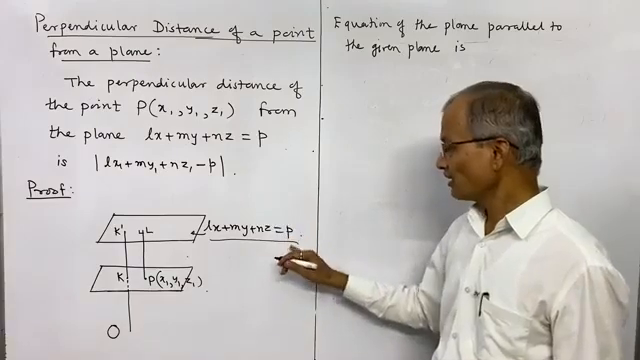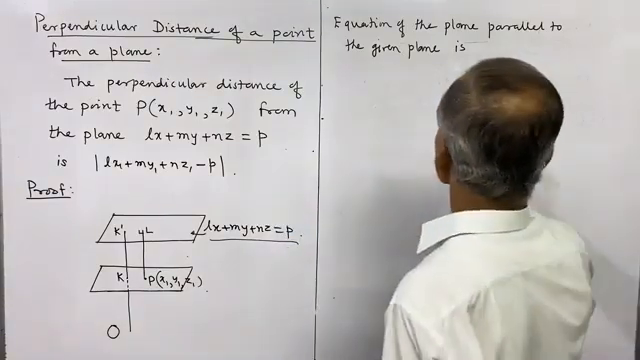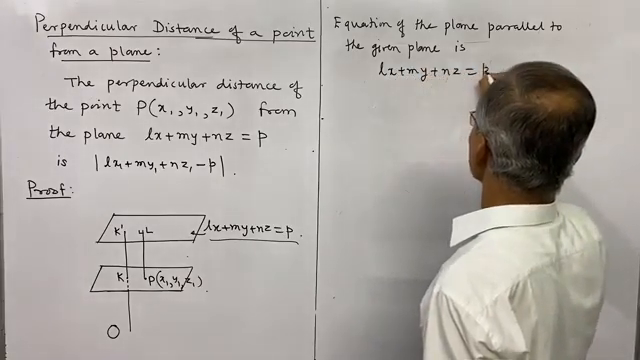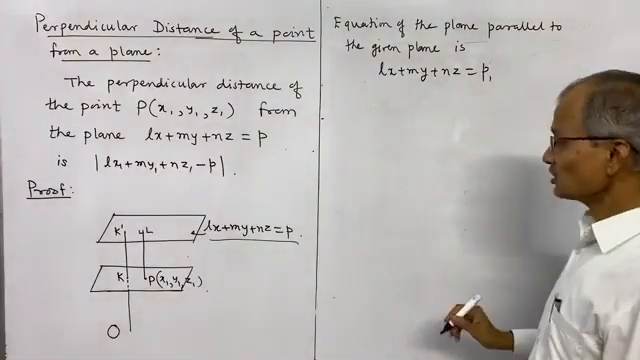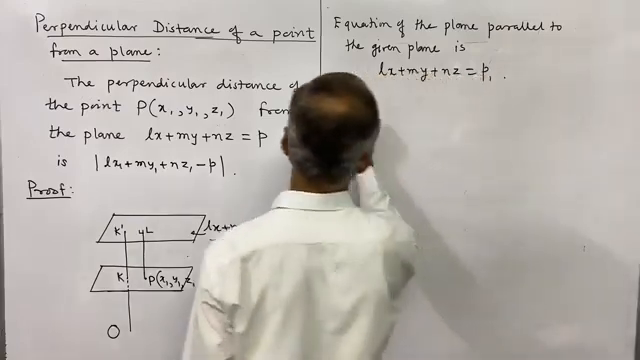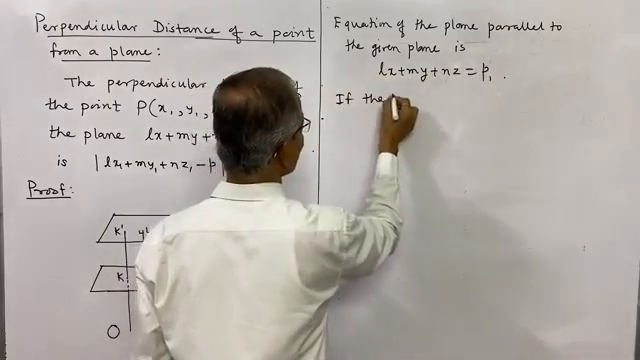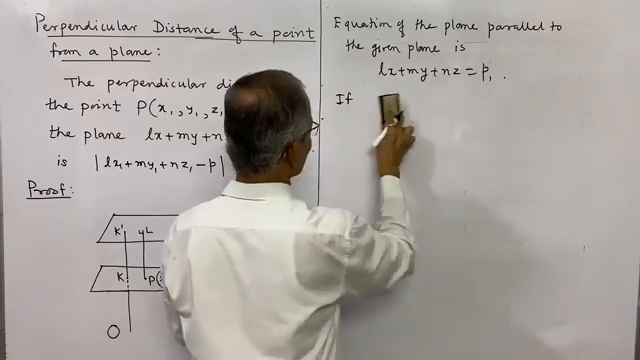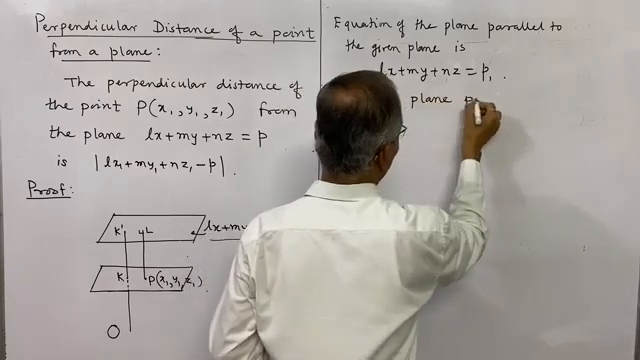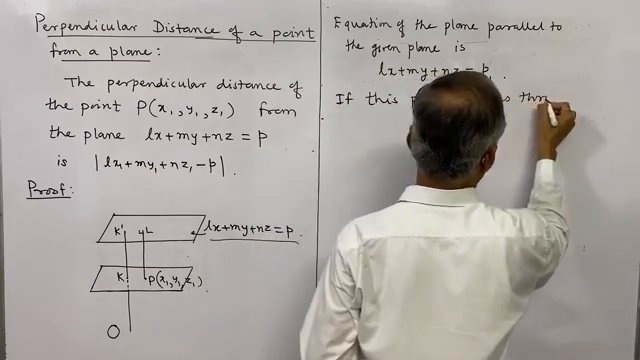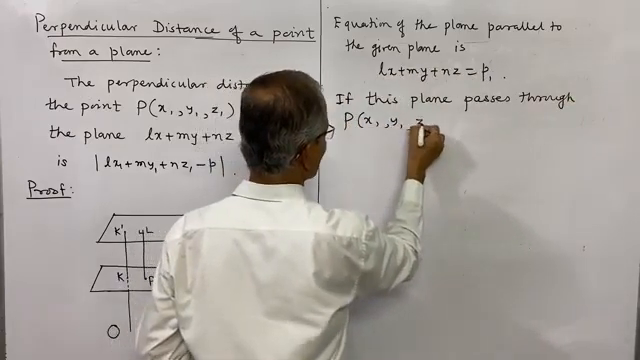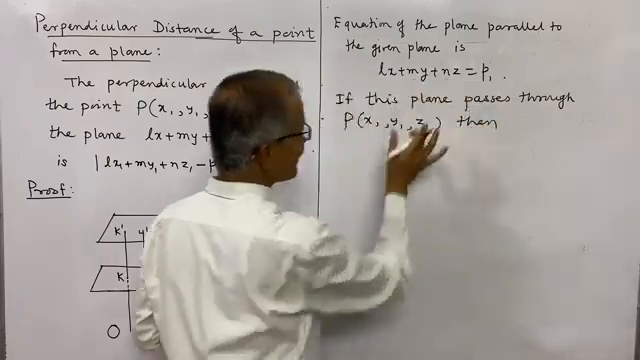That P, instead of P, we may consider it as P1. So Lx plus My plus Nz is equal to P1. And if this plane passes through the point x1, y1, z1, so if this plane passes through P, then it must satisfy the equation of the plane.